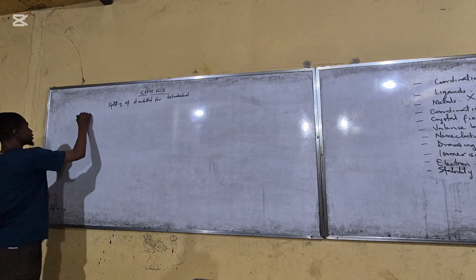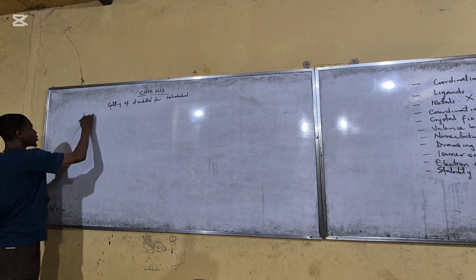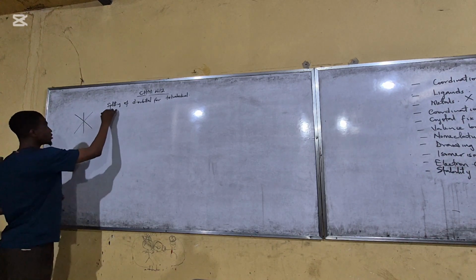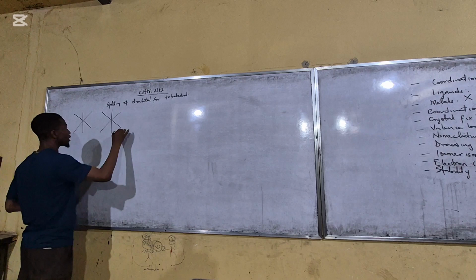So first things first, look at the d orbitals first of all. Before we start splitting them, let's look at the structures, the shapes of the d orbitals in space.